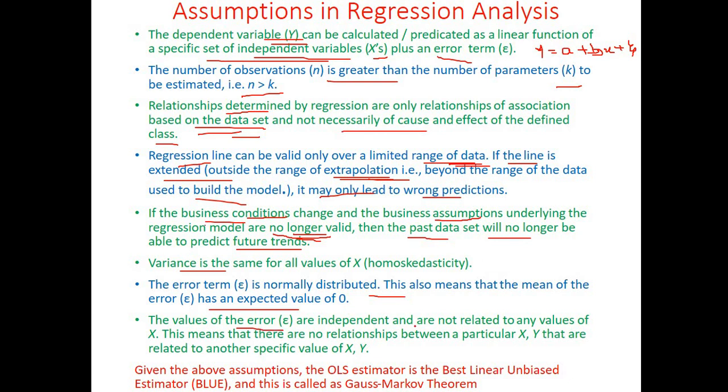The values of the error are independent and are not related to any values of x. Of course, this is true, because the error is independent, it is not related to any values of x. This means that there are no relationships between a particular x and y and another specific set of values of x, y. So there is no relation between one set of x, y with another set of x, y. That is the reason error values are independent and are not related to any values of x and y.